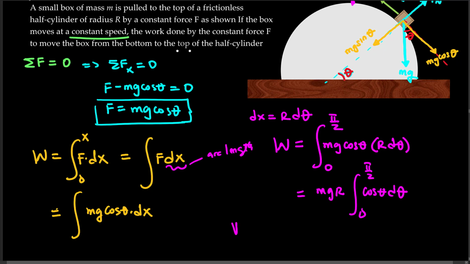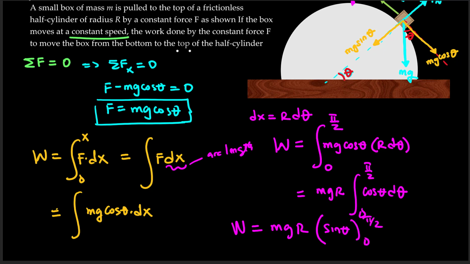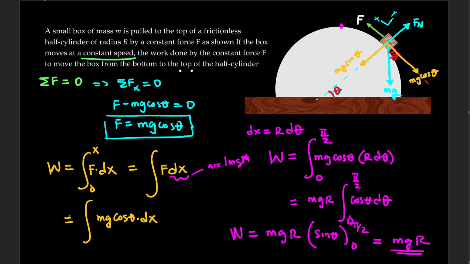Hence, W will be equal to mgr times sine theta from 0 to pi over 2. Now the sine of pi over 2 is 1 and the sine of 0 is 0. So this will be equal to mgr. This is equal to the work done by the force F.